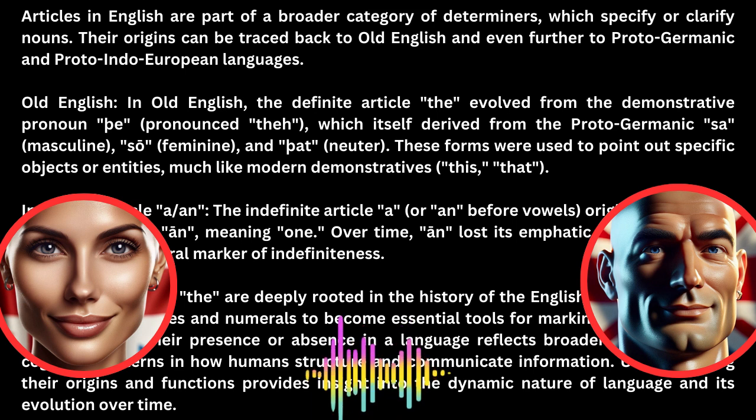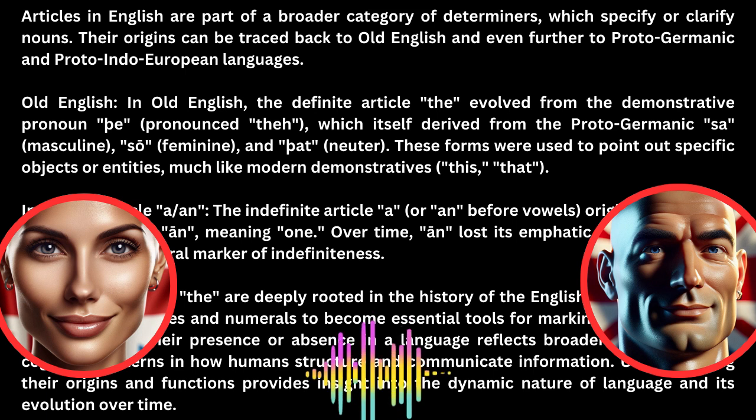You mentioned specific versus general. Can you break that down a little more for us? Of course. Think of the as a spotlight. It shines on something specific, something that both the speaker and listener already have in mind, either because it was mentioned before or because it's unique, like the moon, there's only one, right? Or the book I lent you. We both know which specific book we're talking about. So "the" is all about shared knowledge, narrowing things down to that one specific thing. It's like a verbal pointing finger.